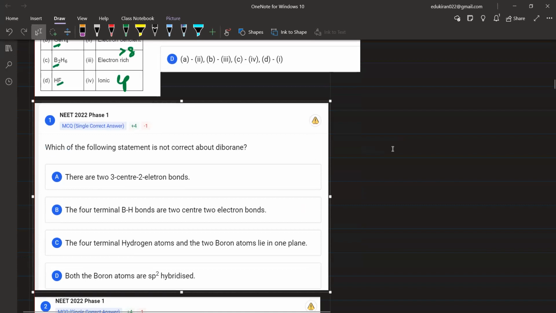Tell me which of the following statements is not correct about diborane. Diborane is B2H6. Last class में हम लोगों ने पढ़ा था B2H6 के बारे में. Draw the structure of B2H6 and you will understand which one of the following is not correct.